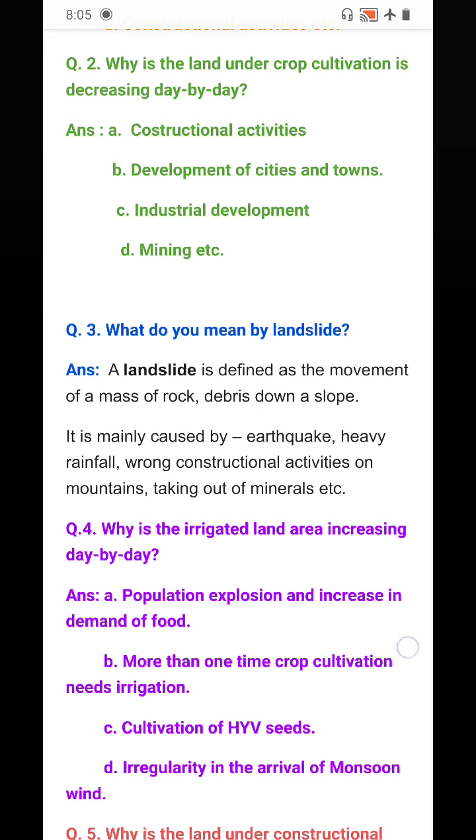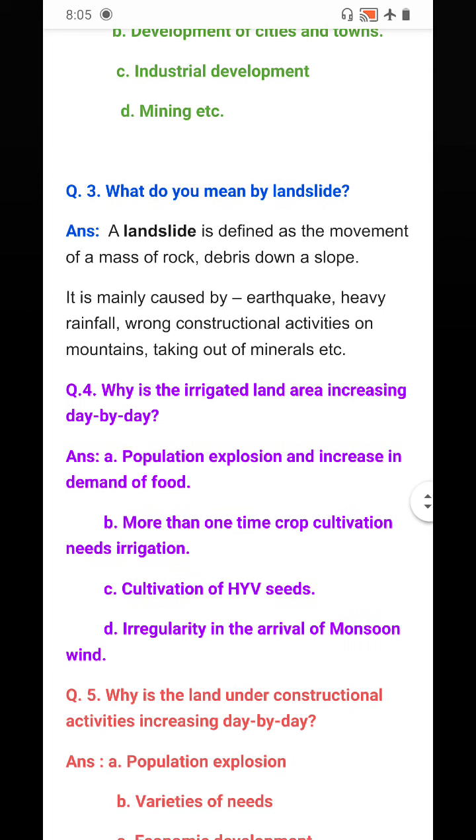Next question, why is the irrigated land area increasing day by day? That means the land under cultivation is decreasing, but the land under cultivation with irrigation facility is increasing. That means supply of water by collecting the groundwater or water from the river is called irrigation. Why? The first point is population explosion and increase in demand for food. The population number is increasing and that's why demand is increasing. And how to fulfill this huge demand?